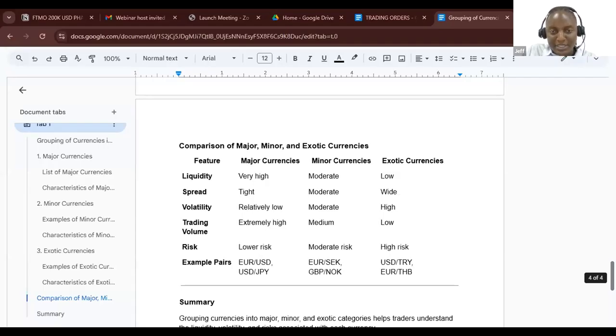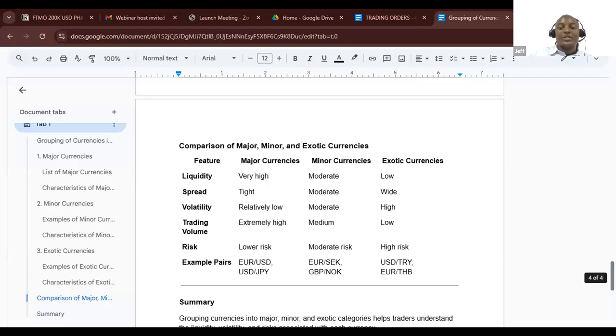Minor currencies have medium trading volume, and exotic currencies have low trading volume. Then in major currencies, the risk is lower. In minor currencies, we have moderate risk. In exotic currencies, you have high risk.